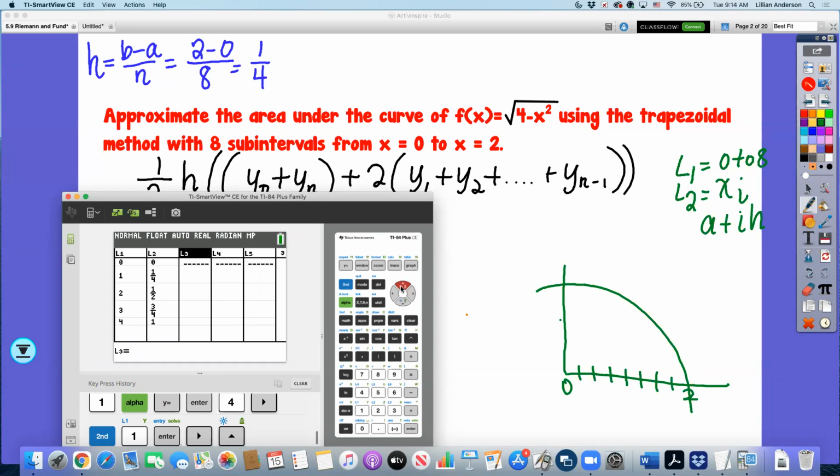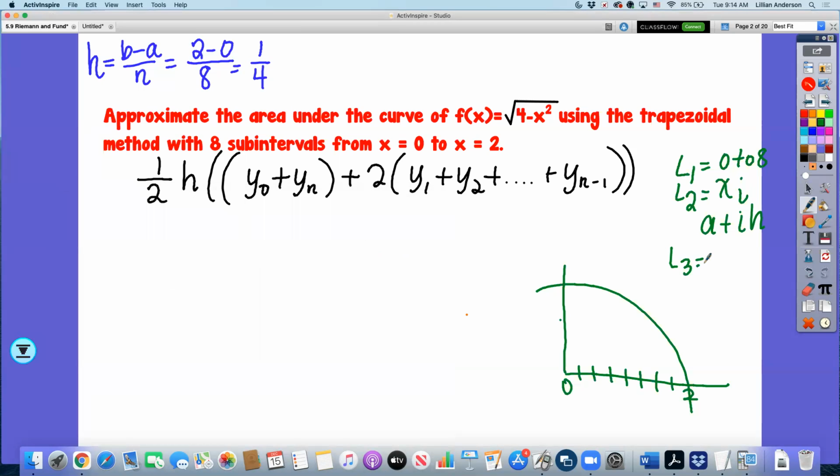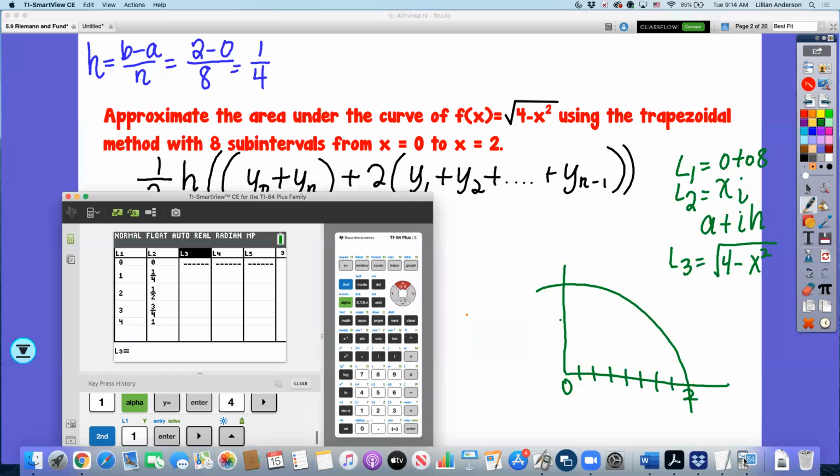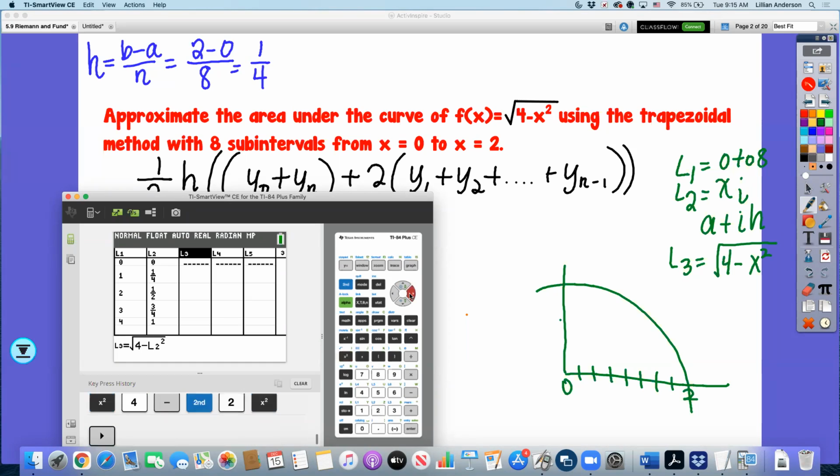Then what went into L3? The original function, but instead of putting in X, I'm going to put in L2, because all of my X values that I'm plugging in are sitting in L2. So if I go up to L3, make sure L3 is highlighted, I'm going to type in my function, which was the square root of 4 minus X squared. But in this case, I'm going to do L2 squared. Then it's going to populate for me all the values that I need.